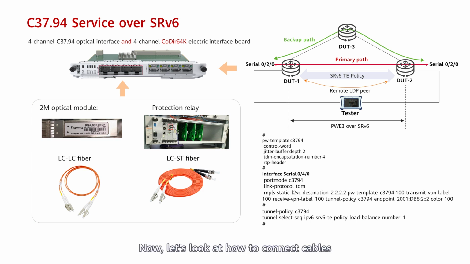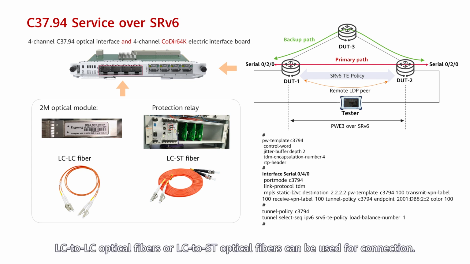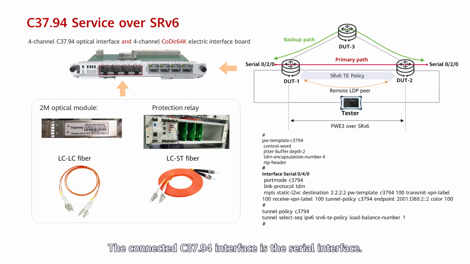Now, let's look at how to connect cables and configure service interfaces on the access side. Huawei uses the 4-channel C37.94 optical interface and the 4-channel Codirectional 64 electrical interface board. The C37.94 interface on the board is a 2 MHz optical interface. Protection relays have two types of ports. Depending on the port type, LC to LC optical fibers or LC to ST optical fibers can be used for connection. The connected C37.94 interface is the serial interface.